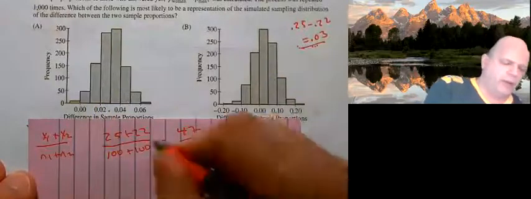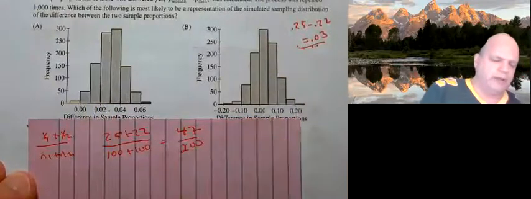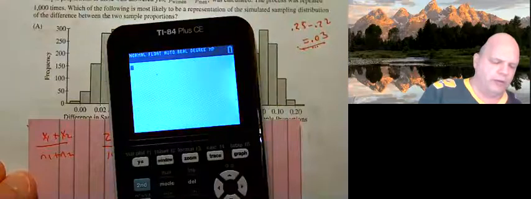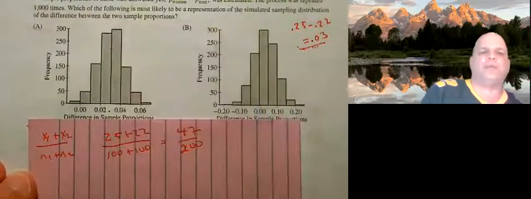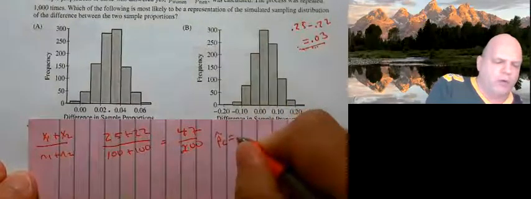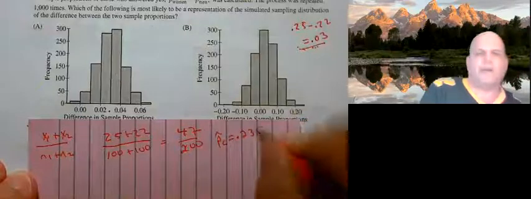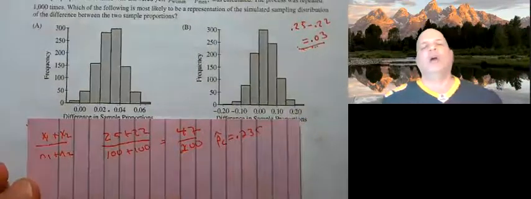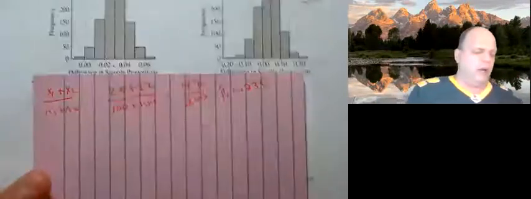Excuse me, 47 out of 200. I forgot, can't do real fractions here. 47 divided by 200, and I get 0.2354. So my p hat combined equals 0.235. So now I need to go and do my standard error.